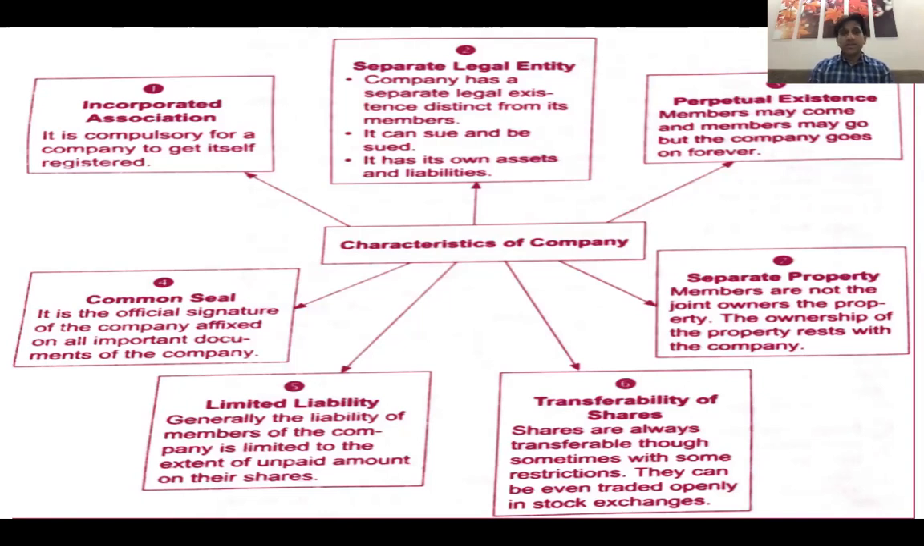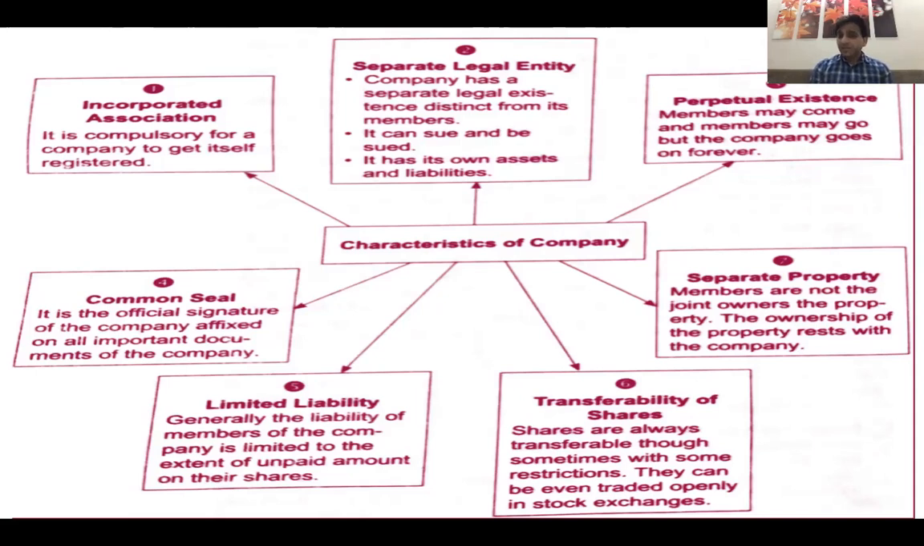Then it's common seal. It is the official signature of the company. Company being an artificial person cannot sign documents personally. So that is why it has a common seal which works as the official signature of the company. Then limited liability. Generally, the liability of a member of a company is limited to the extent of the unpaid amount on their shares. So basically, we're talking about the liability of members of the company, as discussed earlier in the example.